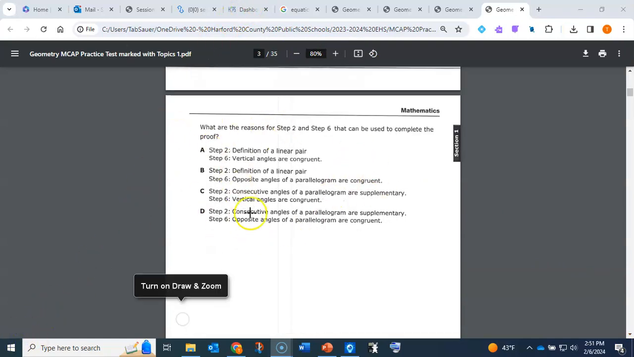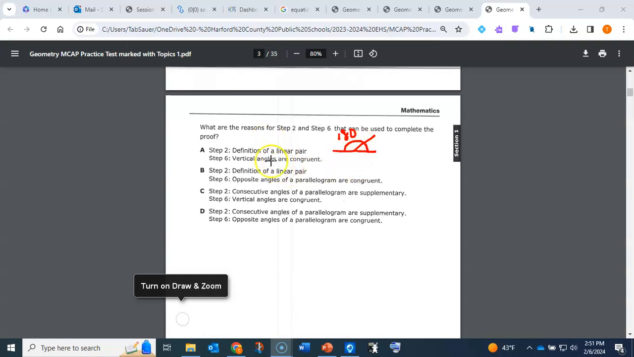So out of these options for number 2, it says, what are the reasons for step 2 and step 6? The reason for step 2 was that P and Q are supplementary because angles that are next to each other in a parallelogram are supplementary. So it's not by definition of a linear pair, because remember, definition of a linear pair means if I have two angles next to each other making a straight line, they add up to be 180. And that was not the case.